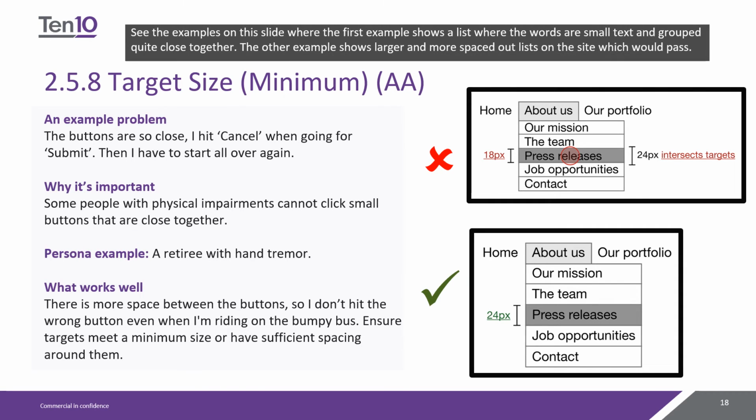See the examples on this slide, where the first example shows a list where the words are small text and grouped quite close together. The other example shows larger and more spaced out lists on the site, which would pass.